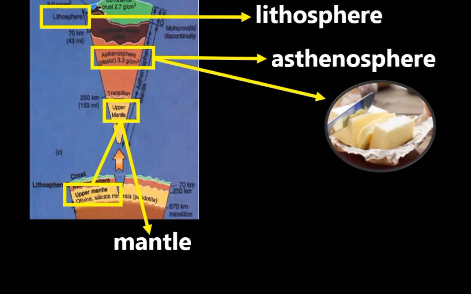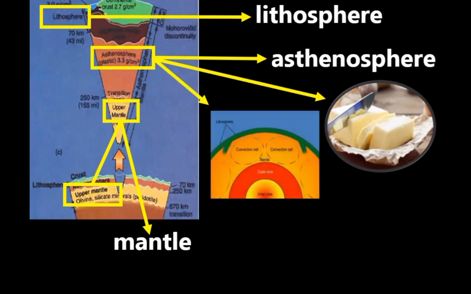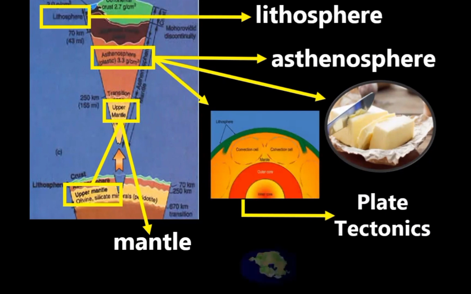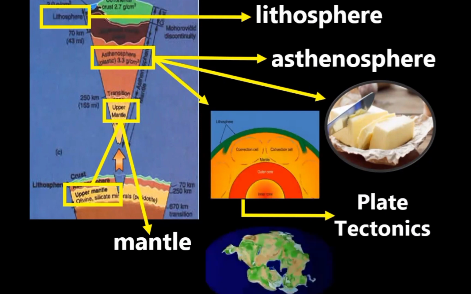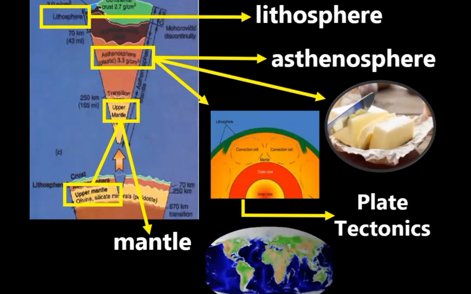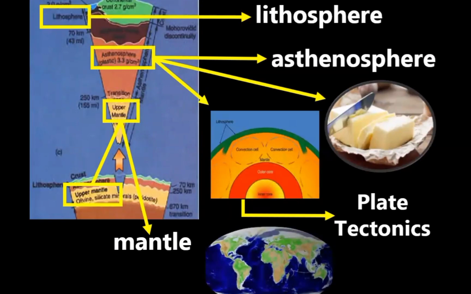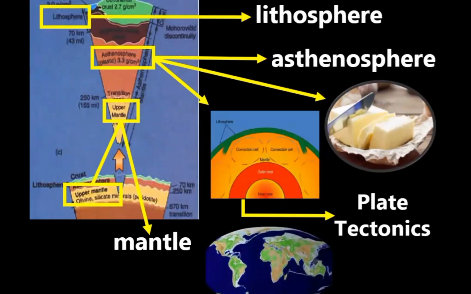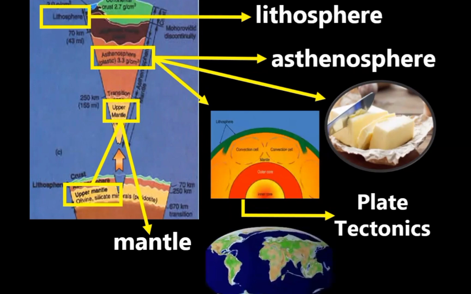Differences in temperatures between the inner and outer parts of the asthenosphere allow convection to occur. Convection in the asthenosphere forms the foundation of plate tectonics. According to the plate tectonics theory, the entire lithosphere of the Earth is broken into numerous segments called plates.